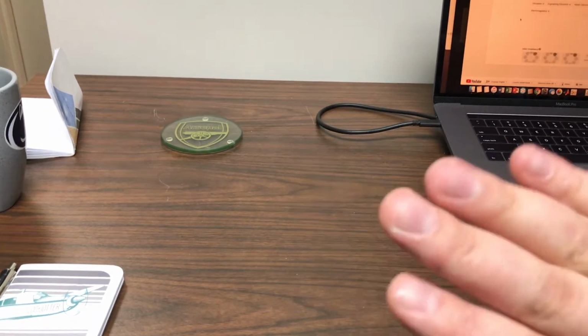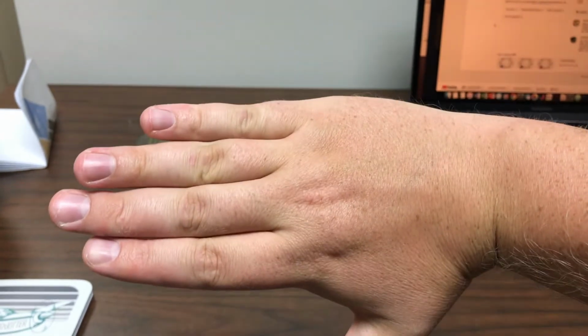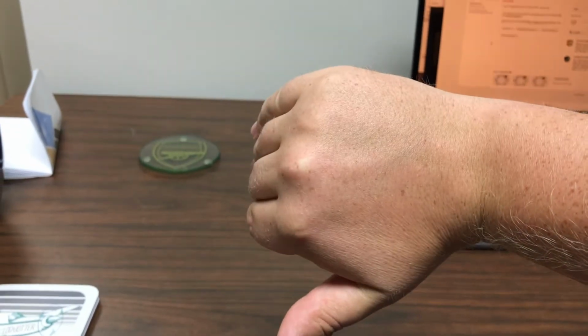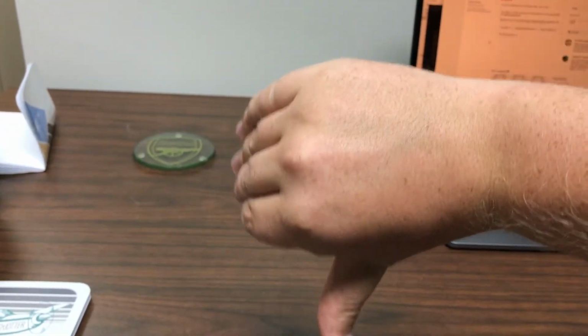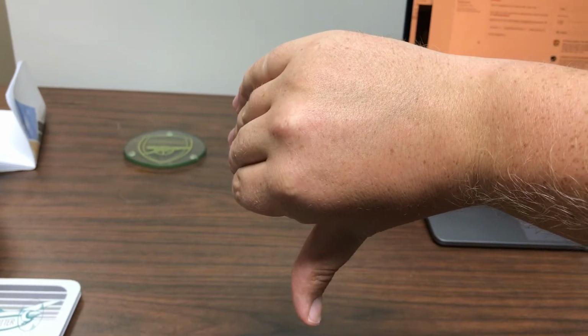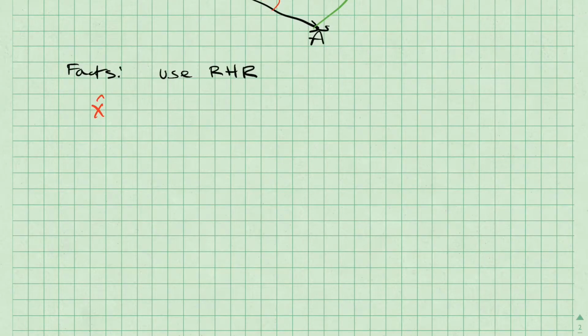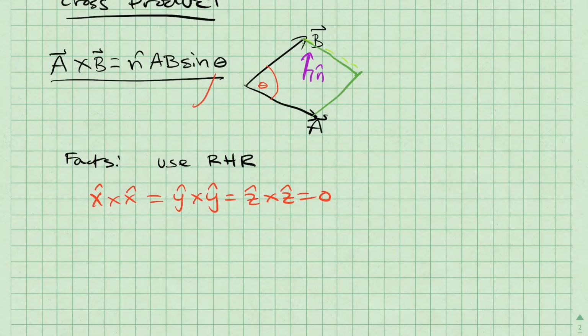On the other hand, for y cross x, I point my hand in the direction of y, curl in the direction of x, and my thumb points in the direction of negative z, which is the direction of the normal vector in this case. Another fact is that any vector crossed with itself is 0. This is because the angle between the vector and itself is 0, and the sine of 0 is 0.